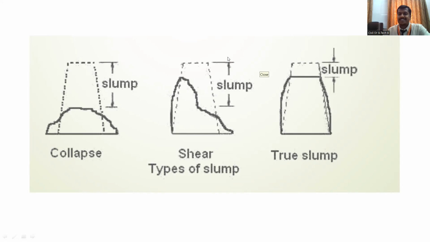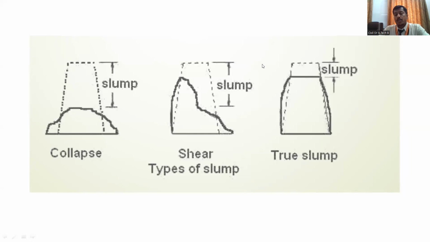Okay, somebody has put the answer in the chat box. Mansi. Okay, true slump is not highly workable. True slump is just concrete with low workability. If the slump value of your concrete is in between 0 to 50 mm, then that concrete, you call it a concrete with low workability.